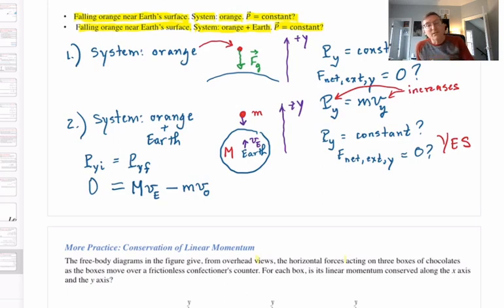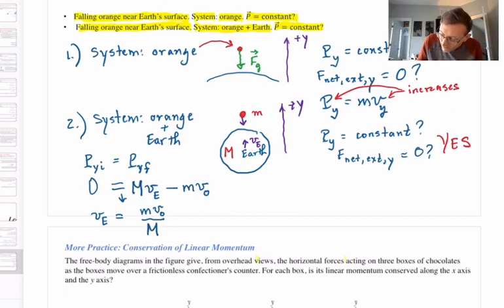So there's my accounting for the momentum of both the Earth and the orange, but the total must be 0. Let's use that constraint to solve for the velocity of Earth. It's not hard to just solve this equation for the velocity of the Earth. You get the mass of the orange times the speed of the orange over the mass of the Earth.